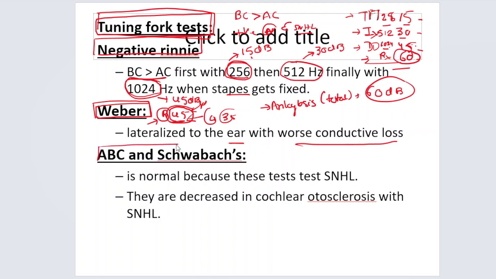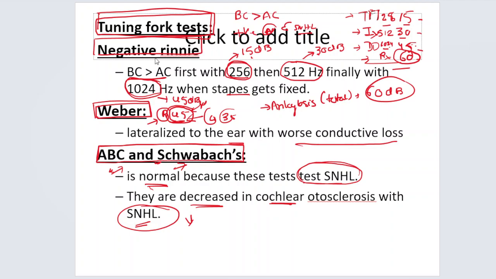Both the absolute bone conduction and Schwabach's tests are normal, because both of these tests assess the sensorineural hearing loss of a patient. Because there is no sensorineural hearing loss in most cases, they will be normal, compared to the examiner. Absolute bone conduction and Schwabach's are decreased in cochlear otosclerosis with sensorineural hearing loss. Whenever there is sensorineural hearing loss, the absolute bone conduction test and Schwabach's will be decreased.